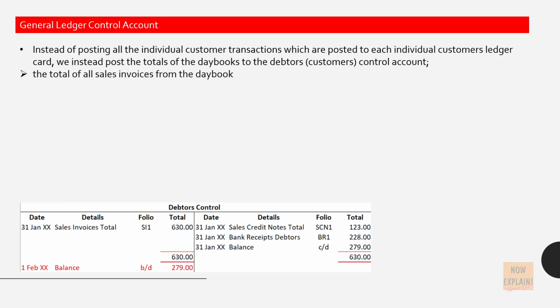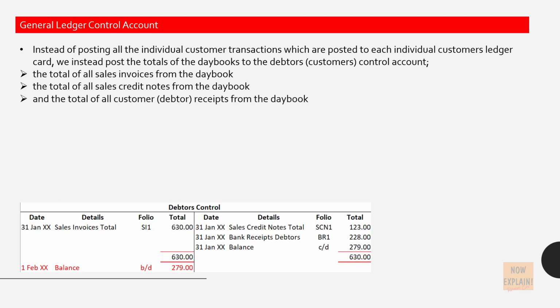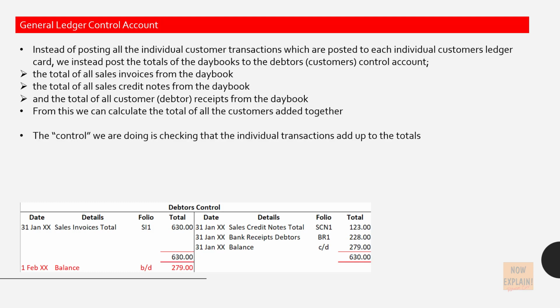We post the total of all sales invoices from the daybook, the total of all sales credit notes from the daybook, and the total of all customer receipts from the daybook. From this, we can calculate the total of all the customers added together. The control we are doing is checking that the individual transactions add up to the totals. The control account takes the totals from the daybooks and calculates a balance.